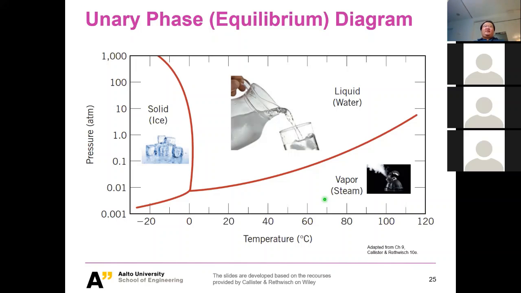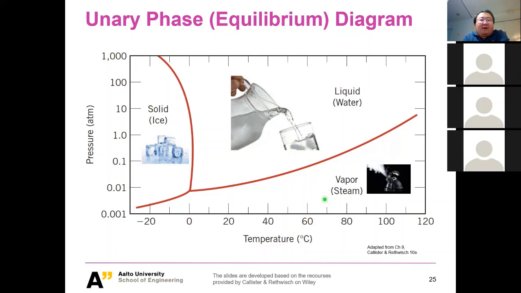So I think the easiest phase diagram, although you don't have a really clear definition of phase yet, which will be given in just a few slides, is related to water. To be more precise, this is a unary phase diagram because we only have one component, which is water for liquid, ice for solid, and vapor for the gas form.